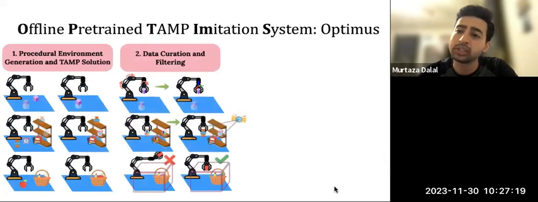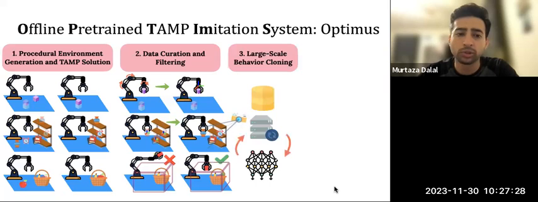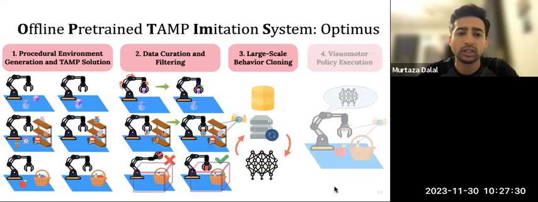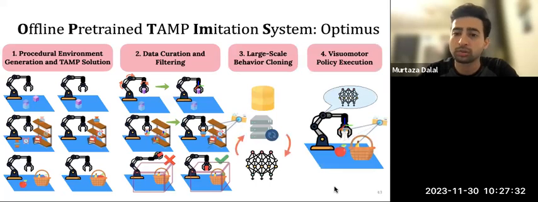Next, what we find is that we need to adjust the TAMP data to make it easier for the imitation system to actually fit to it. Finally, we'll perform large-scale behavior cloning and deploy the policy on the robot. So let's walk through each of these steps in a little bit more detail.